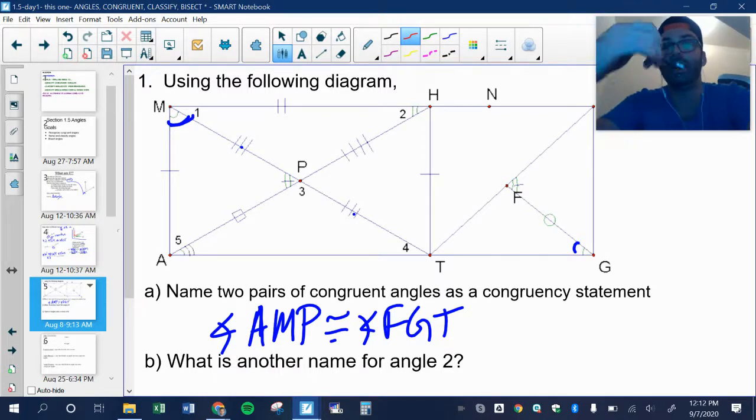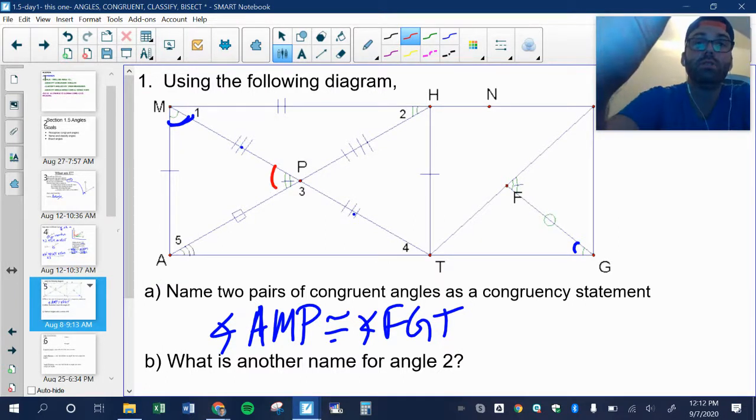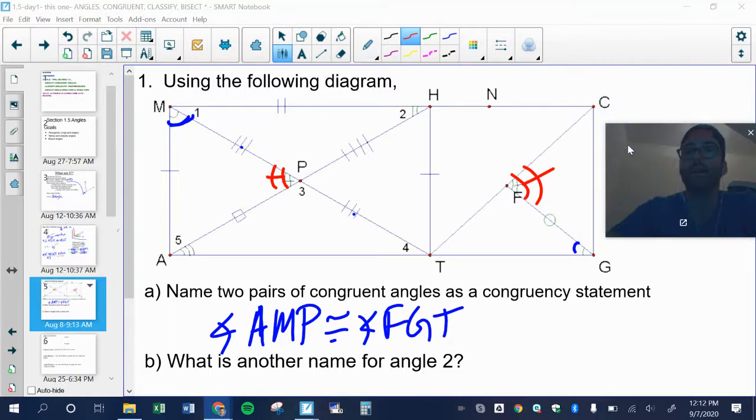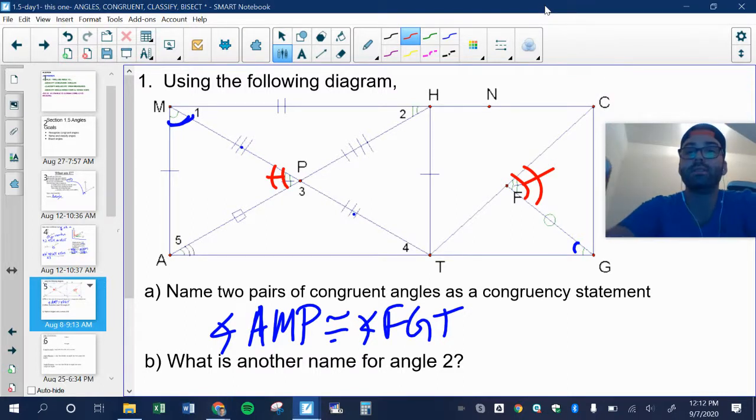Similarly, hopefully you recognize something when I was looking at all these pairs. Here's 3, right? There's no other angle with 3 tick marks. Here's 2 with a slash. Here is 2 with a slash. So that means that's our second angle pair. So I'm going to do a semicolon, angle MPA is congruent to angle CFG.